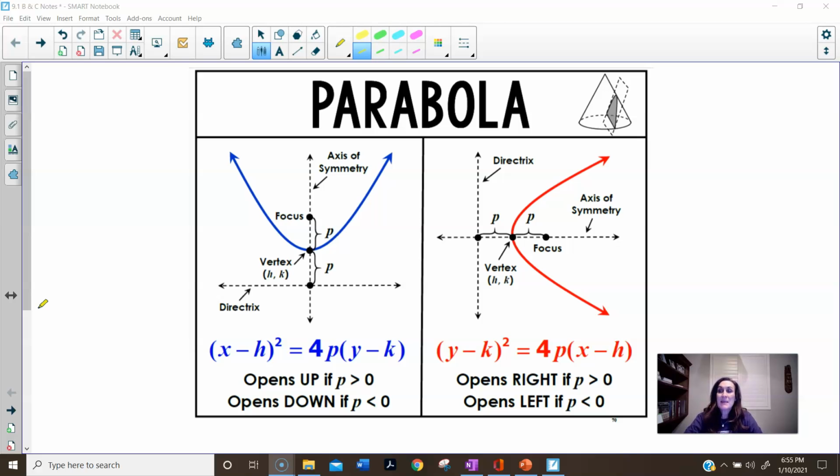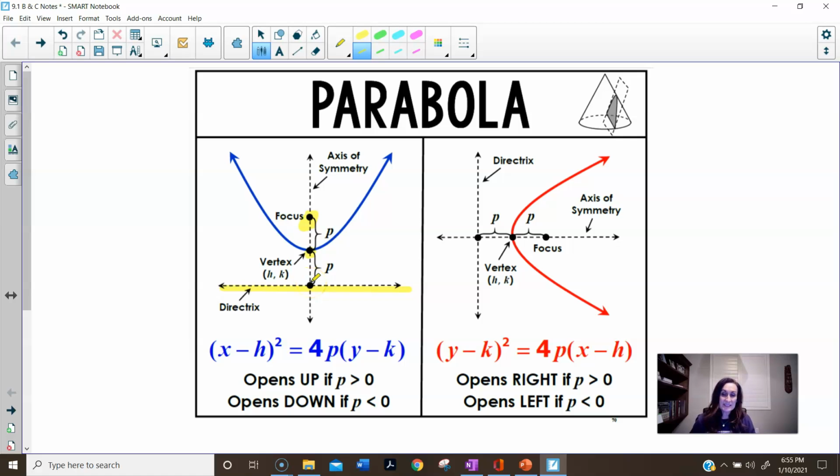A parabola is going to be formed by connecting all points equidistant from a point called the focus. So that parabola is going to wrap around the focus and a line called the directrix. Now, the vertex is a point that lies on the axis of symmetry. So here's the axis of symmetry. The vertex is on that line, and it's exactly halfway between the focus and the directrix.